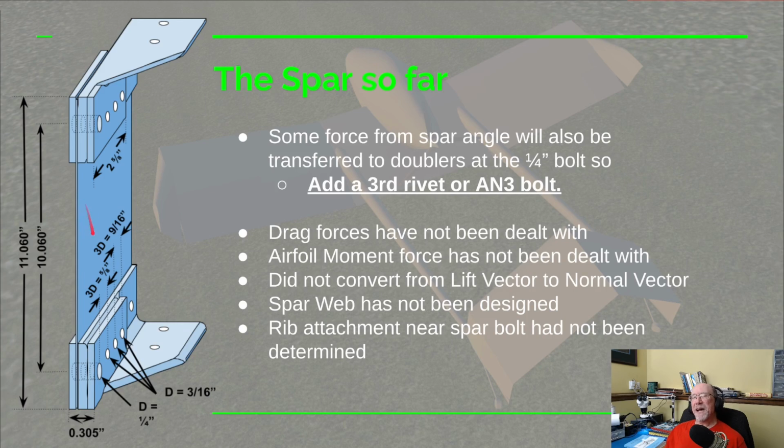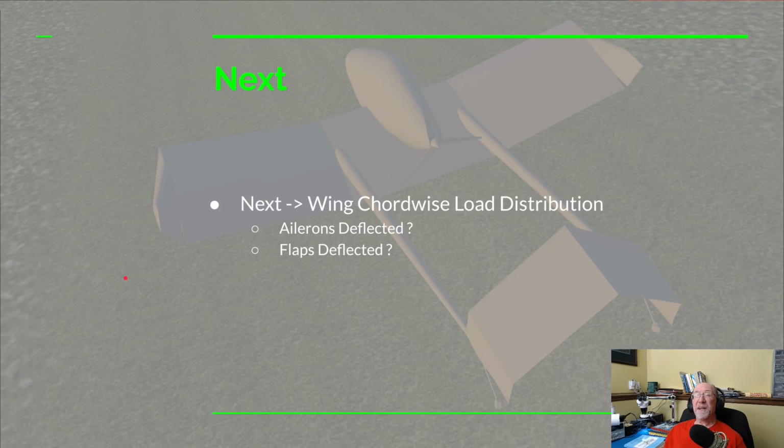And we haven't designed our shear web on the spar yet, and that could eventually cause some changes to our design. And then lastly, we're going to have to attach our ribs to our spar. That could cause some changes to our design. So there's still a lot left to do. I didn't want this video to get any longer than the rest of the videos, so we're going to cut it off here. So what are we going to do in the next video?